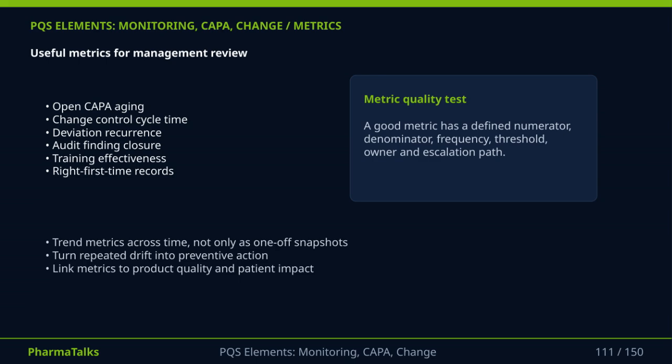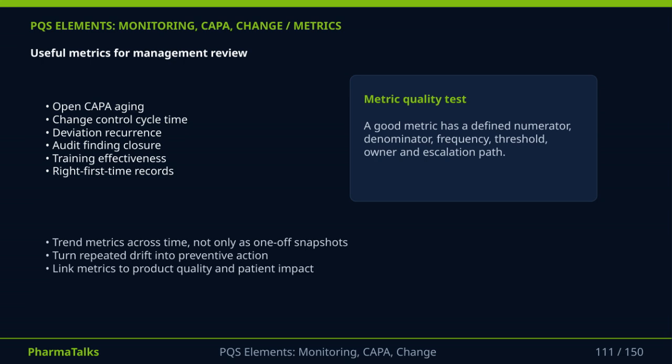These metrics include things like open CAPA aging, which helps us track how long corrective and preventive actions remain unresolved. We also look at change control cycle time, deviation recurrence, audit finding closure rates, training effectiveness, and right first-time records. These metrics give a comprehensive view of system performance.